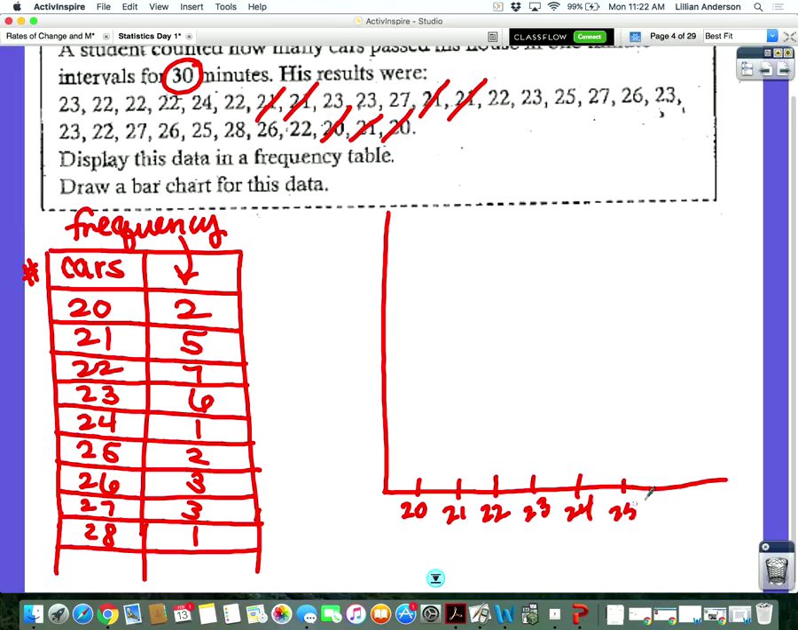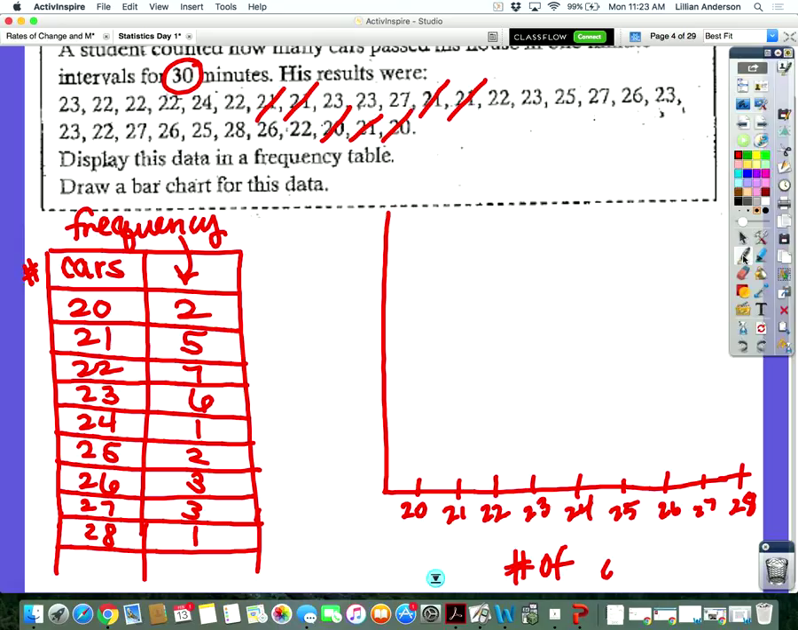Make sure you label it. And label your x-axis. These are number of cars. How am I going to label the other axis? Frequency.